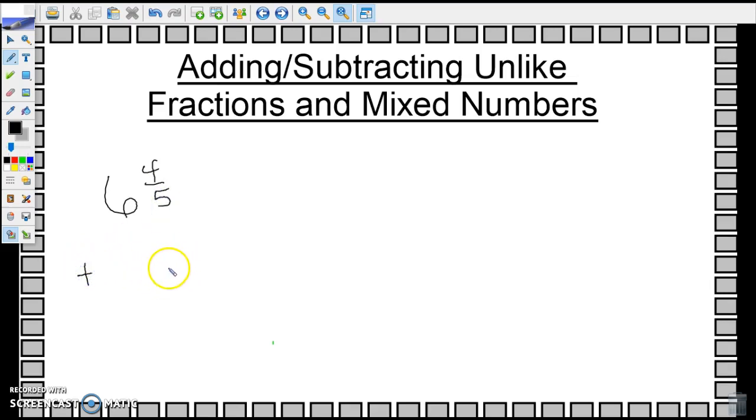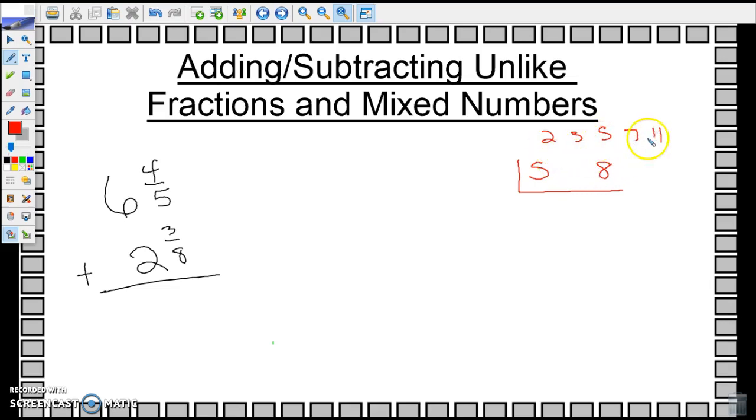plus 2 3/8. So I'm going to look and notice I don't have the same number of equal parts, so I need to find the least common denominator. So I'm going to go with 5 and 8 into my upside down birthday cake, and I'm going to look at 2, 3, 5, 7, and 11 and ask myself, is there any one of these that can divide evenly into 5 and 8? And my answer is no.